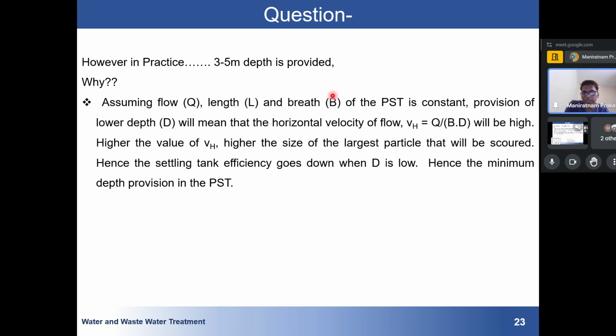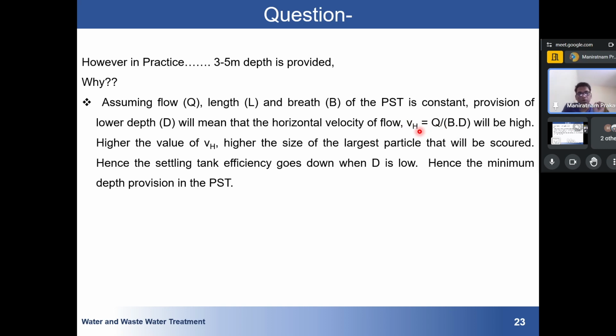Assuming flow, length and breadth of the PST constant, provision of a lower depth will mean the horizontal velocity VH will be high. Now just remember, this horizontal velocity depends upon B and D, that is the depth and the breadth of the sedimentation tank. So this will result in very high horizontal velocity. Now just remember what will happen if our horizontal velocity is very high.